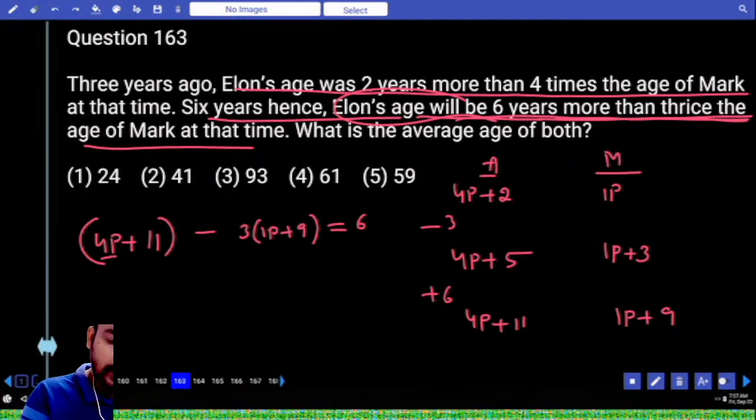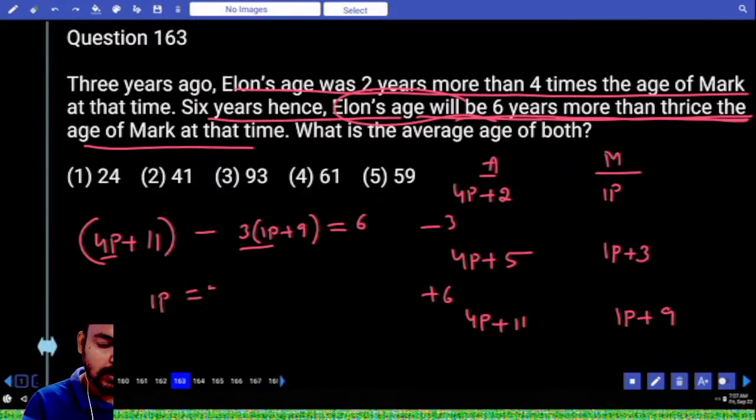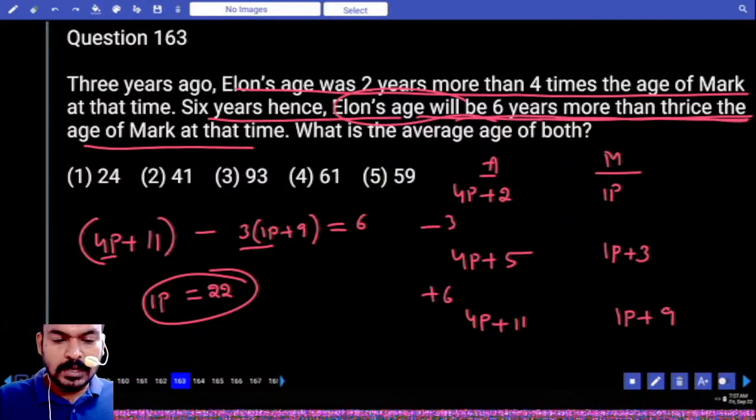Left-hand side 4 parts and 3 parts, the difference is 1 part. 3 nines are 27. 11 minus 27 is minus 16. Minus 16 becomes plus 16. 6 plus 16, 22. 1 part is how much? 22. What is the question here?